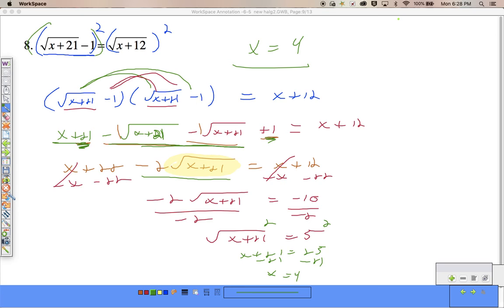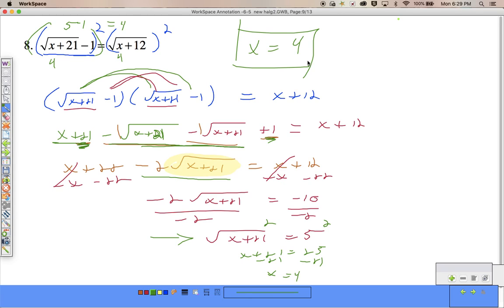To be able to get rid of that square root and solve for x, I'm going to need to get that square root by itself. So I subtract an x, subtract a 22, and then I divide by negative 2 and get the square root of x plus 21 equals 5. Square both sides, subtract a 21, and I get x equals 4. If you go back into here and put a 4 into both sides, you're going to get 5 minus 1 equals 4, and there we go. There's my final answer.